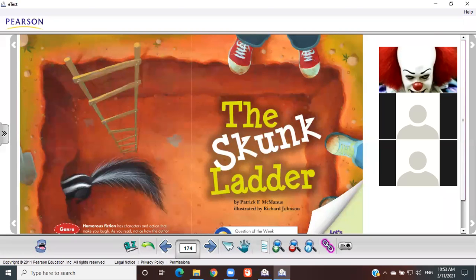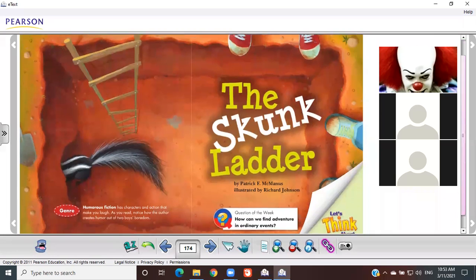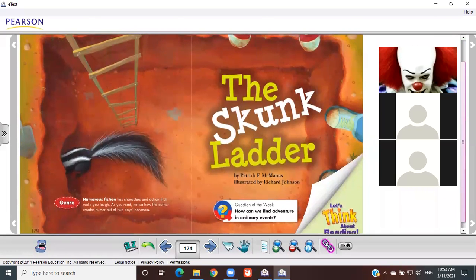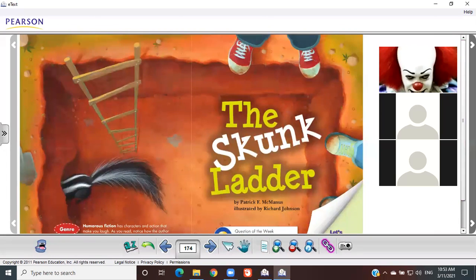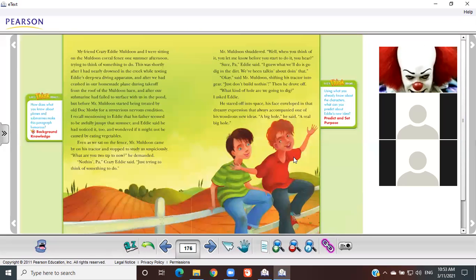Now, who is the author and the illustrator, please? The author is Patrick McManus and the illustrator is Richard Johnson. Very good, Richard Johnson. Thank you very much for that, Khalid.